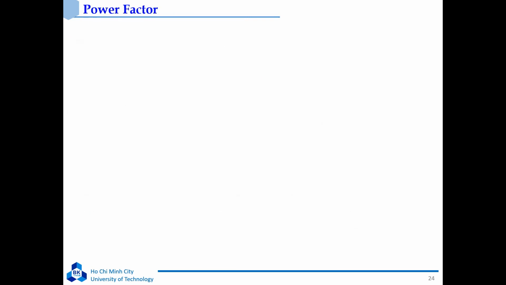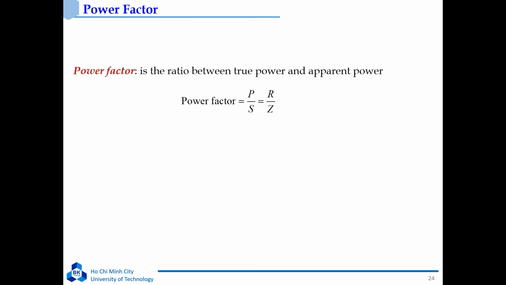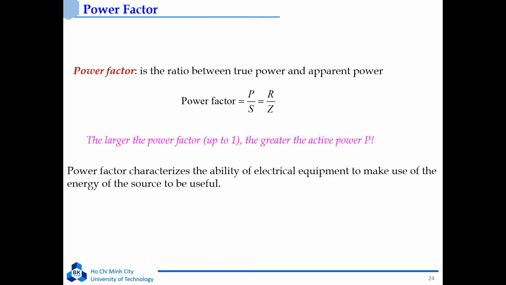Finally, we have the terminology power factor. The power factor is the ratio between the true power and the apparent power. The power factor can be calculated by using P divided by S. The larger the power factor, up to 1, the greater the active power. The power factor characterizes the ability of electric equipment to make use of the energy of the source to be useful. That's all for this week.